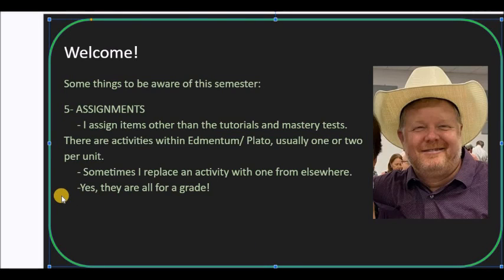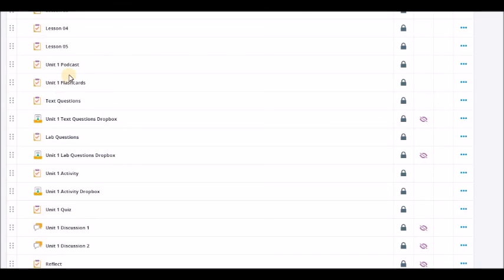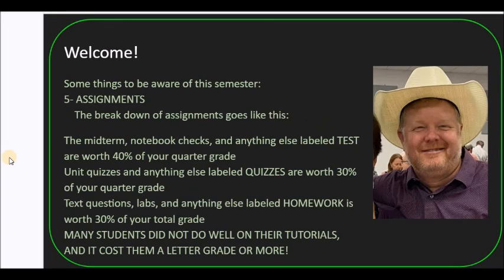Sometimes I replace an activity with another one. Sometimes the activity in here is not what I want you to do, so don't do it. And if you email me and say, hey, Mr. Thomas, I don't know what to do here, that's because you're not doing what I told you to. Like, for instance, the text questions, I'm not even going to unlock it, because I'm actually going to send it to you in a different format, and I'll show you that later on. Now the assignments are pretty simple.